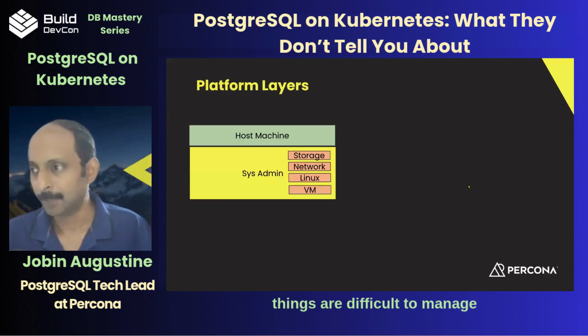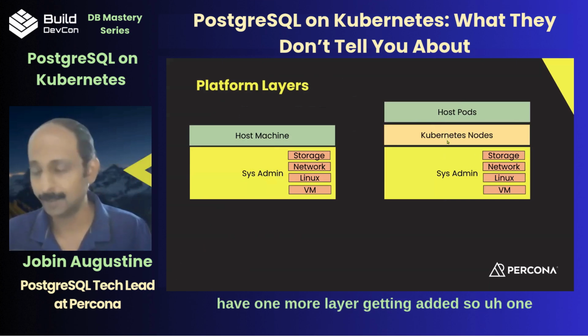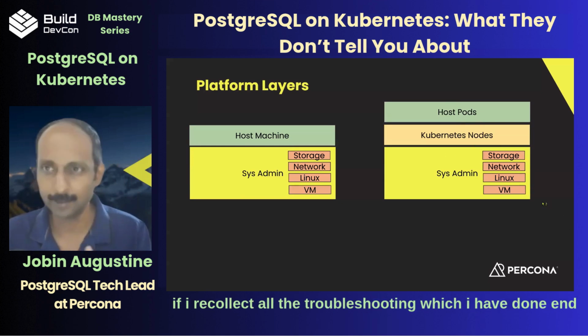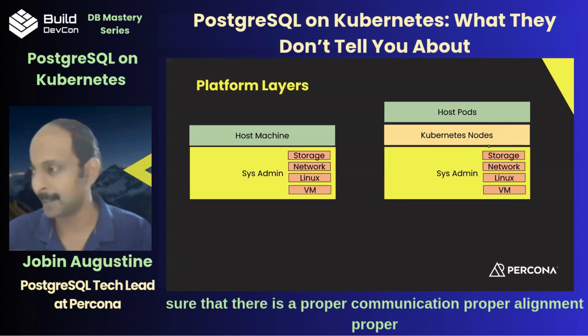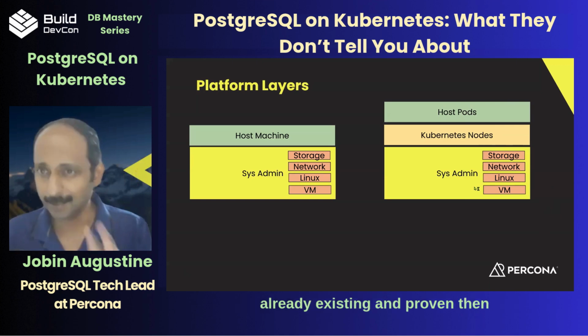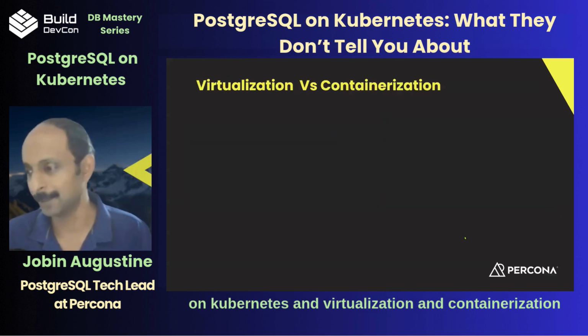And platform as layers. When we have Kubernetes, we have one more layer getting added. One more layer doesn't mean that we can ignore things underneath. If I recollect all the troubleshooting which I have done, at the end of the day, I had to involve people from the rest of the stack. Making sure that proper communication, proper alignment, and proper channelization exist for all the layers that already exist and are proven, only then can we have a peaceful way of running Postgres on Kubernetes.